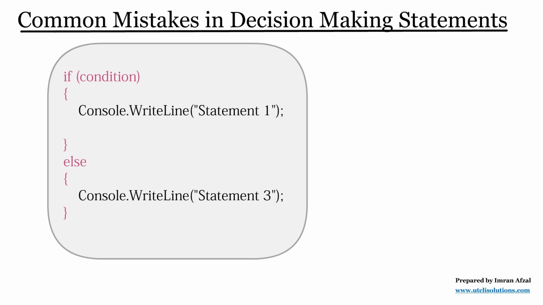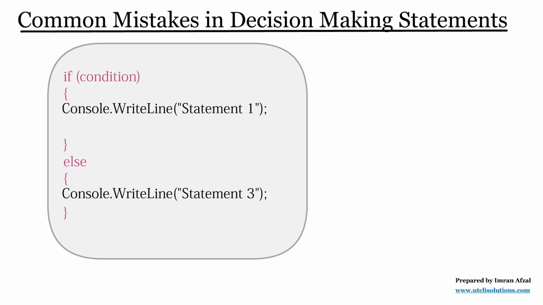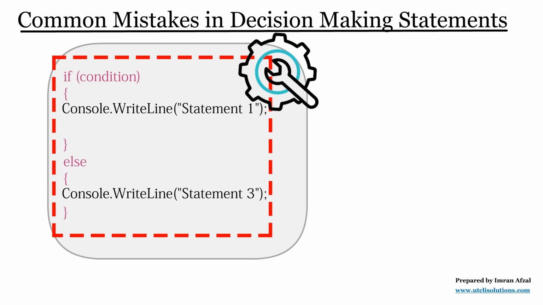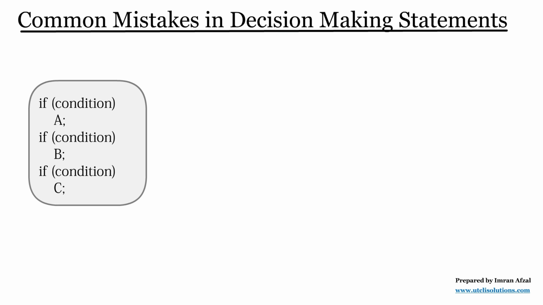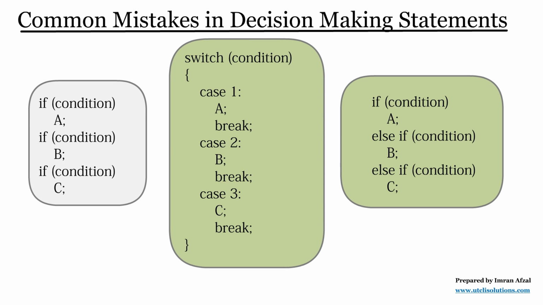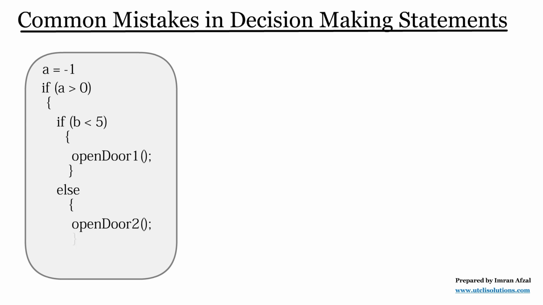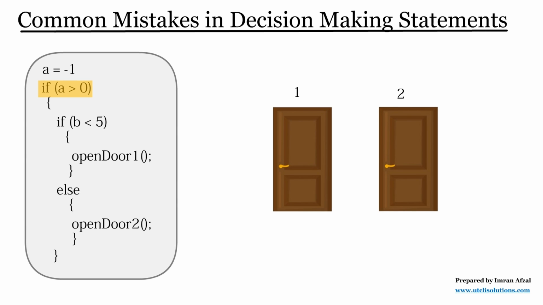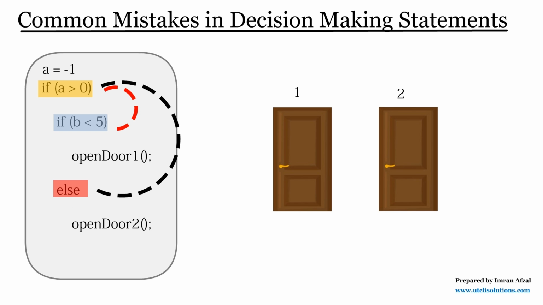Indentation helps show which parts of the code belong together, but skipping it makes the program hard to read and fix. Some programmers also write too many if statements when a switch or else if would work better, which makes the code messy. When using nested conditions, meaning an if inside another if, it is easy to forget which if goes with which else, especially without braces. This can make the wrong part of the code run.